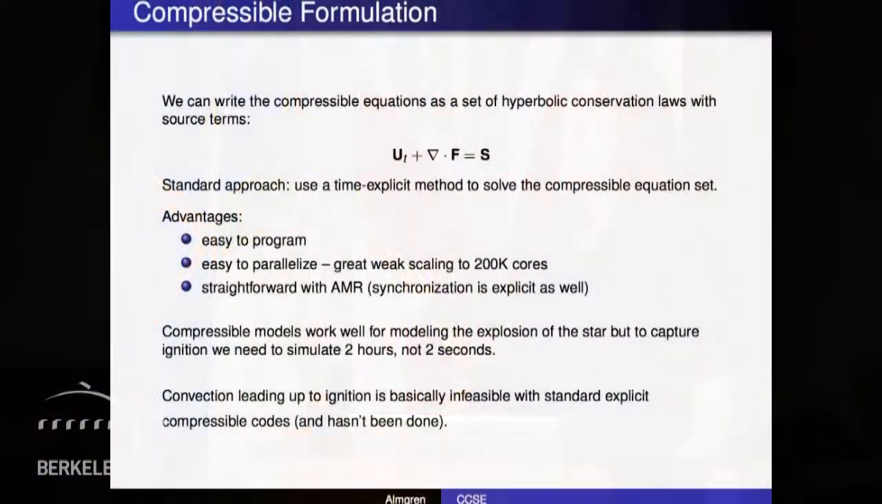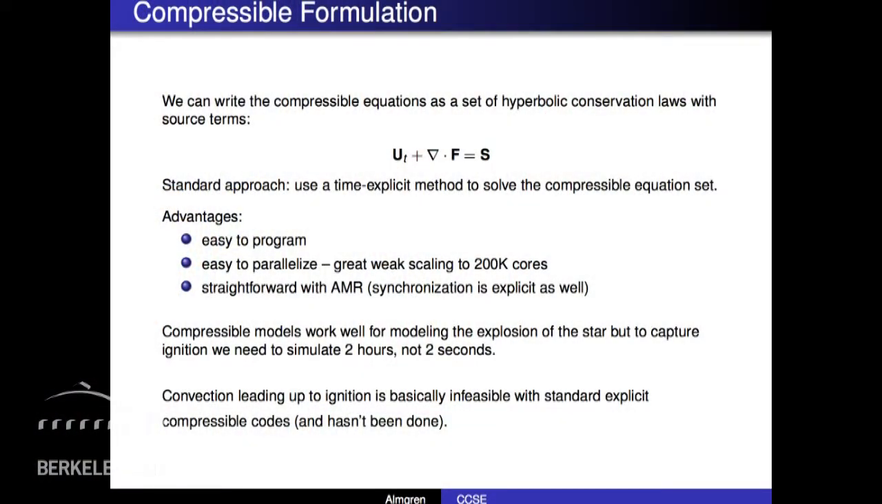But anyway, this is a great thing to program and run because you write it down as a conservation law. U is your state variable, you update it with fluxes, and you can use a time explicit method to solve this. It's easy to program, it's easy to parallelize. We've done this. We got up to 200,000 cores. I should have made that not on NERSC.